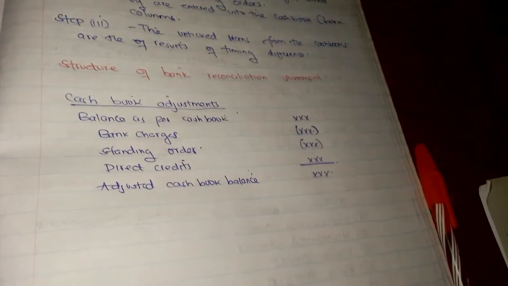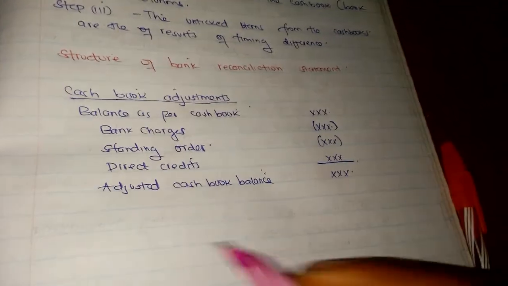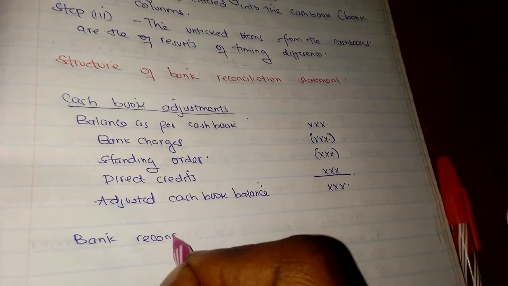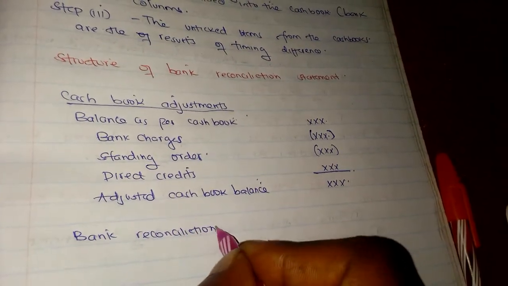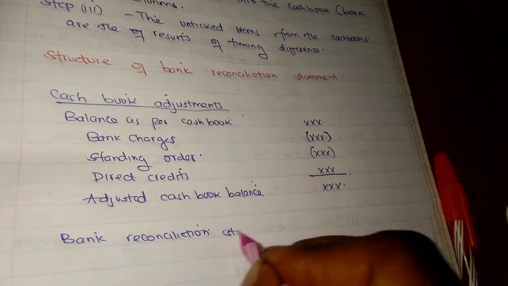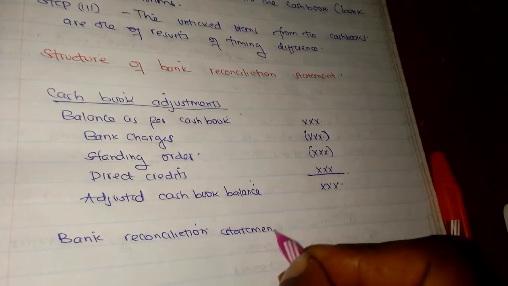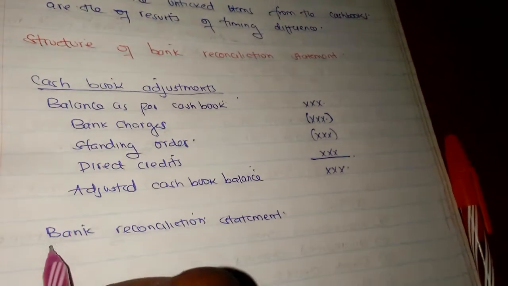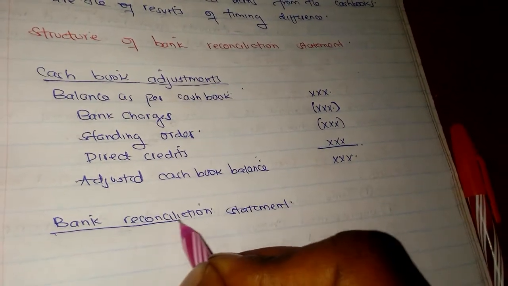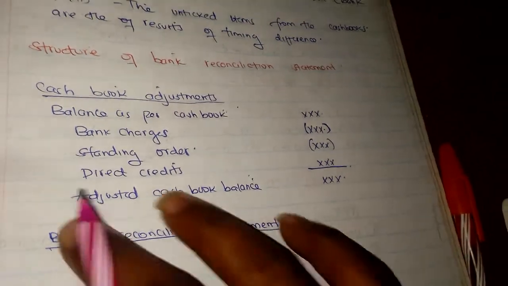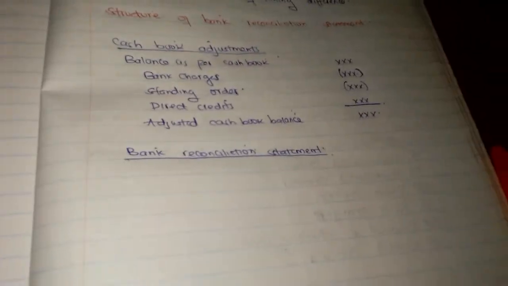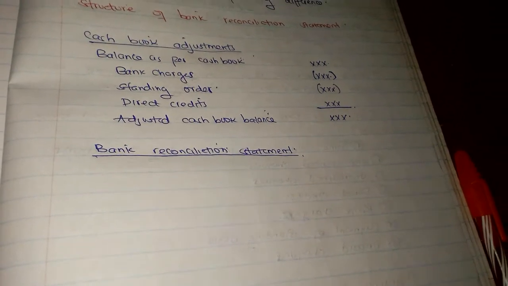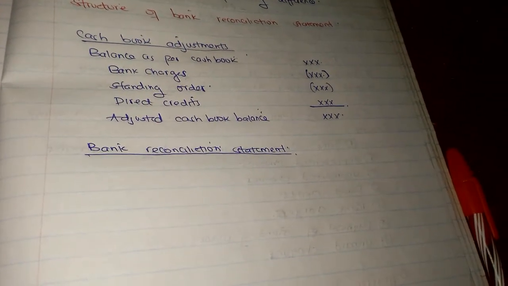Then the next part after that, you're going to have the bank reconciliation statement as per the date you have been given. So this is just a structure on how to work it out. Always remember that this is the procedure, so don't forget about it.